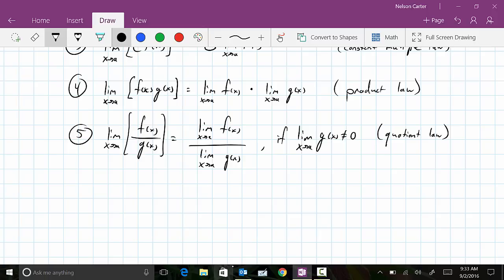Now, I've defined all these things for the limit as x approaches a, but they'll also work for the limit as x approaches a from the left, or from the right. So something to note here is that these laws also apply to one-sided limits.